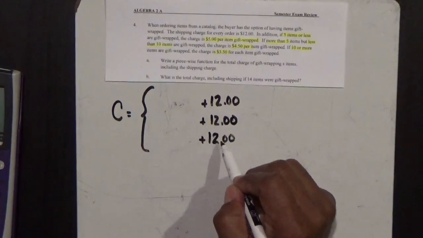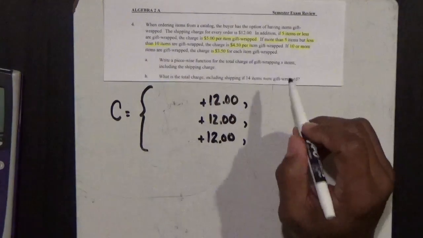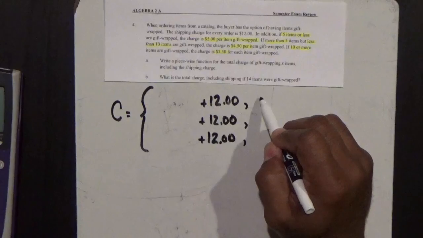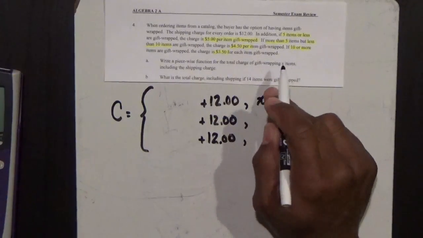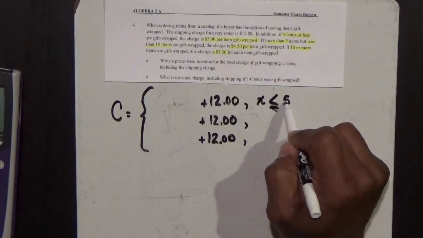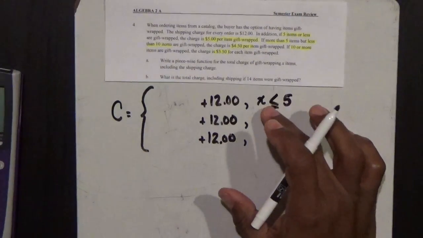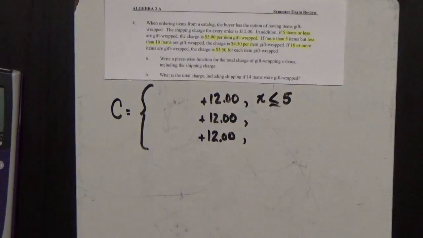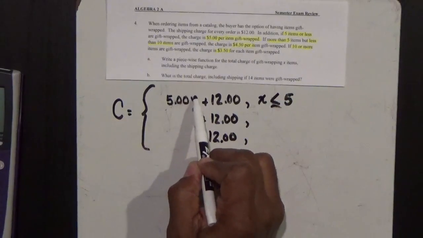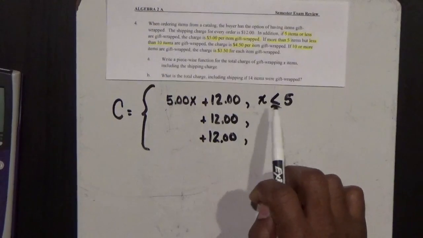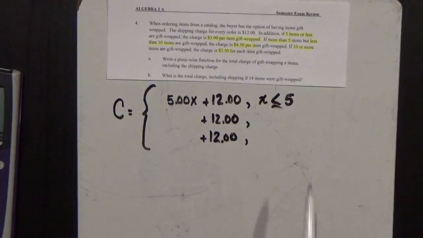So let's look at our different situations, or what causes our different cost prices. One was 5 items or less. Now that means that we could say X is less than or equal to 5. And since it's a real world situation, we know we're going to have 1 to 5. So that's okay. We're not going to have negative items gift wrapped. In that case, you're going to pay $5 per item. So if it was 1 item, we would pay $5 plus 12. If it was 2 items, we'd pay $10 plus 12, and so forth, till we get to 5.